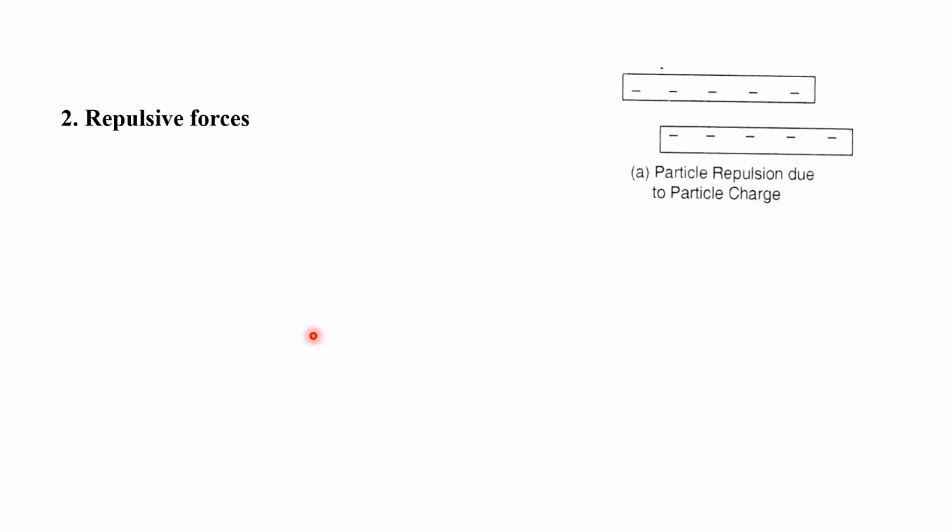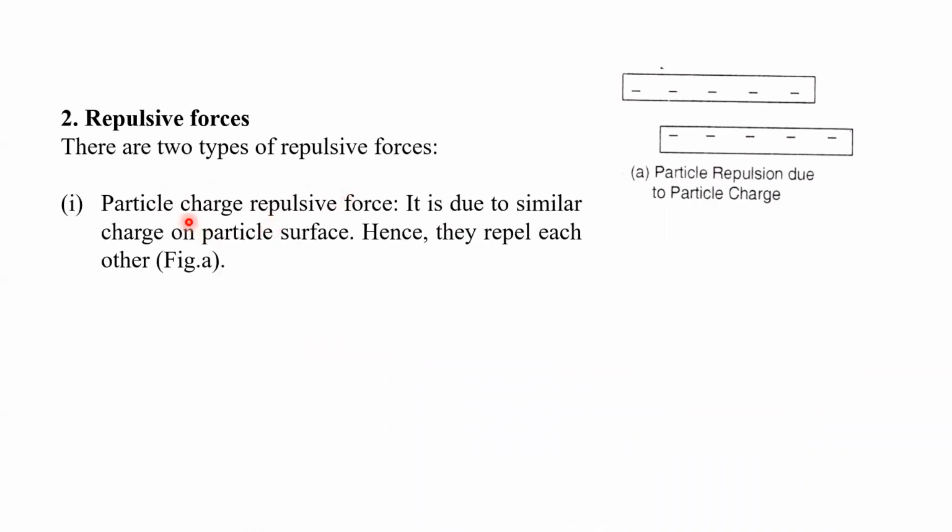The next point is the repulsive forces. There are two types of repulsive forces. Particle charge repulsive force is due to similar charges on particles. If two particles have similar charges, there will not be attraction between the two, right? Repulsion forces are going to work, and both the particles will not be connected. The particles will remain separate.